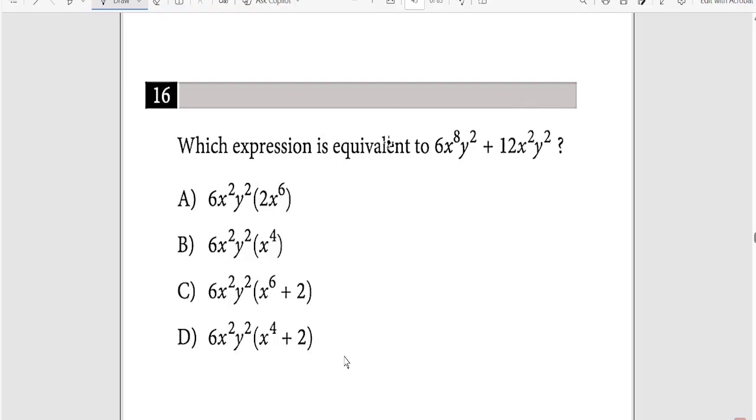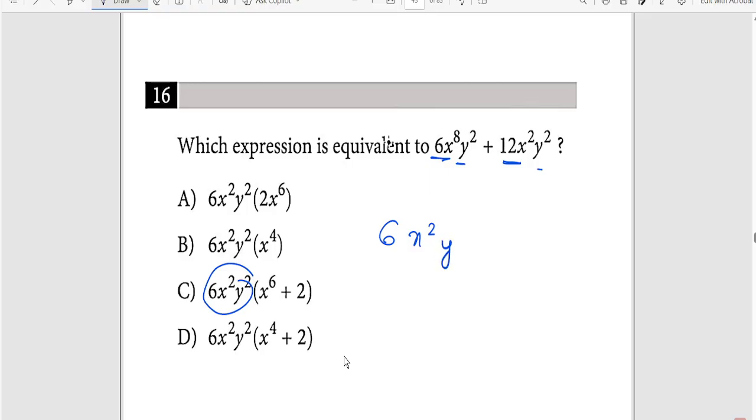Okay, next is which expression is equivalent to this? So we need to solve. First, we look at the options, and if you see the common factor of 6, because as you can see, there is a common term in each of them, right? So the greatest common factor of 6 and 12 is 6, right? So I can take 6 common from these two terms. From x to the power 8 and x to the power 2, I can take x to the power 2 common, right?